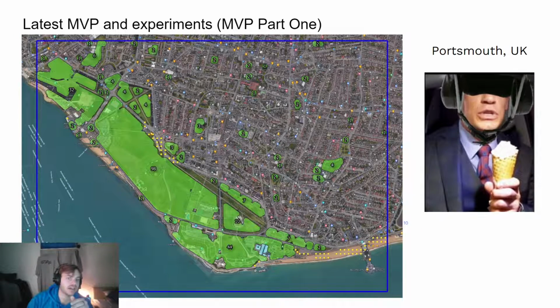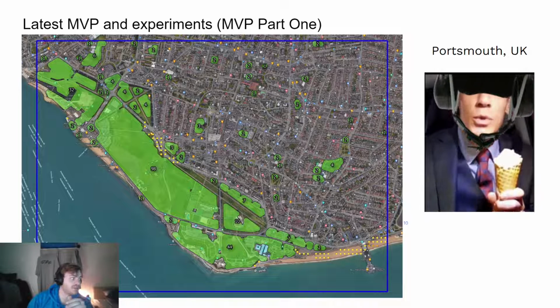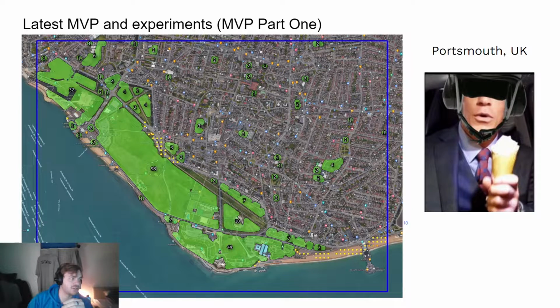The joke is the helicopter didn't land in Portsmouth because it's a bit of a dodgy area, and that's an in-house joke because we're all studying here.